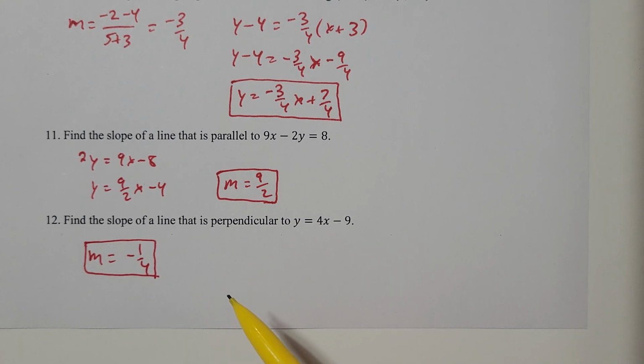Okay, now sometimes I see where students just take the reciprocal. Don't do that. We want the negative reciprocal. Okay, so m would be negative 1/4, not 1/4.